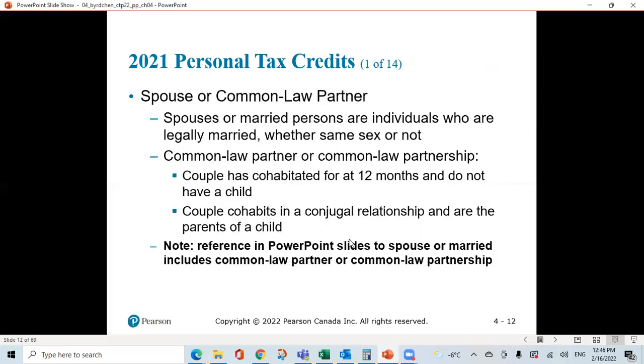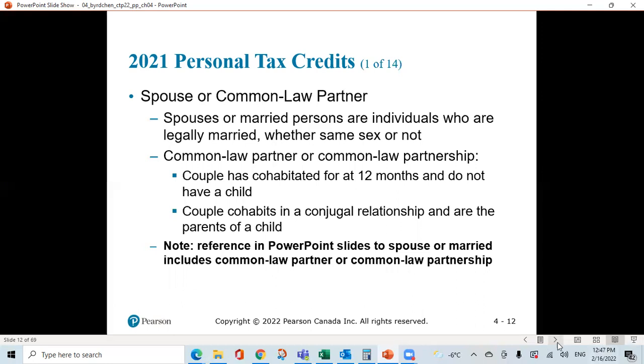Now we move on to the personal tax credits. We'll talk about the spouse or common law partner credit. For spouse or common law partners, we have a very simple definition. Either you two are living together for 12 months with no children, or you two have children, and even though you're not living together, you're still defined as common law if you're not in a situation of separation or divorce. Okay, so that's still a common law partnership.